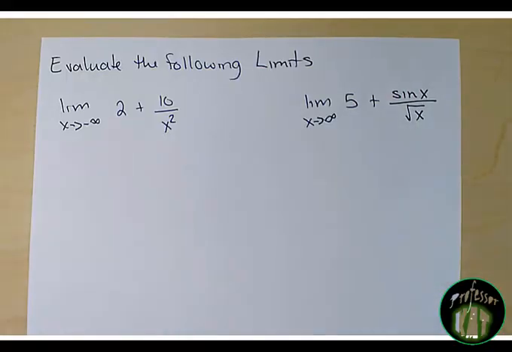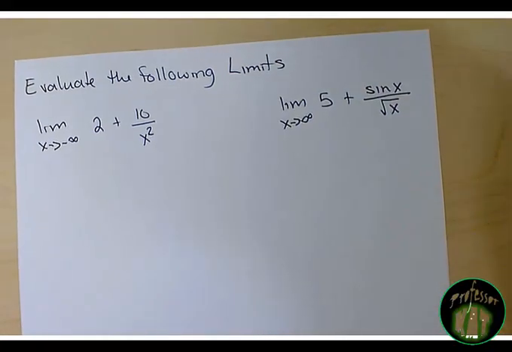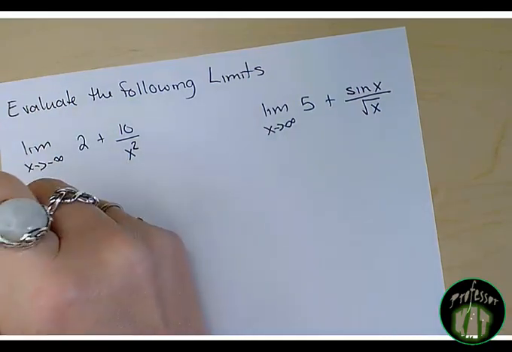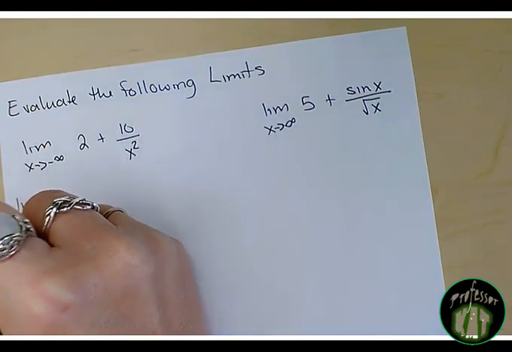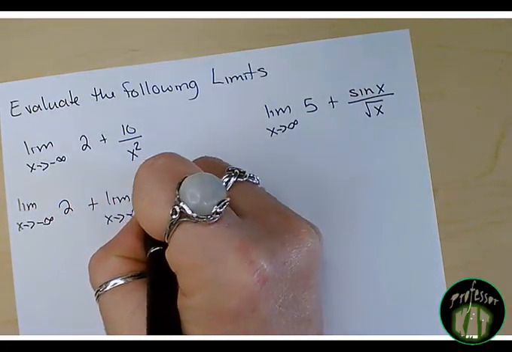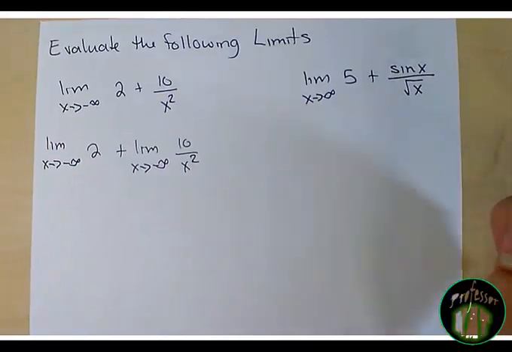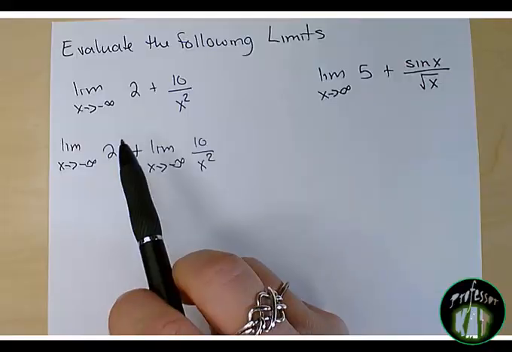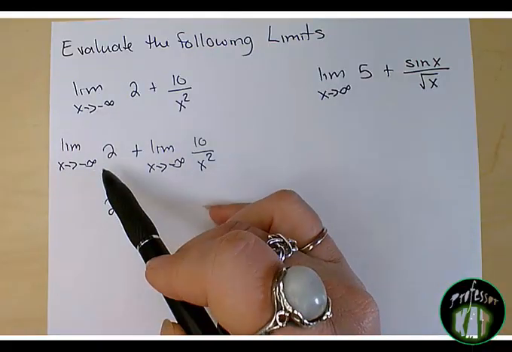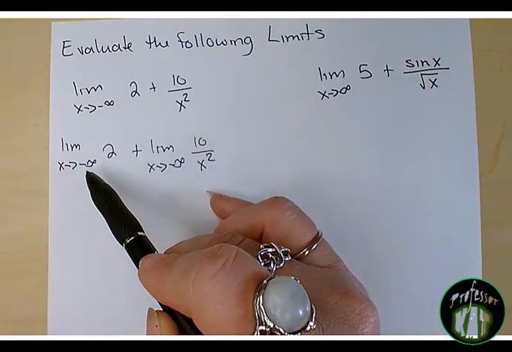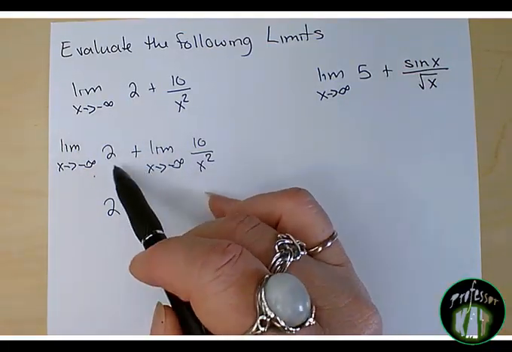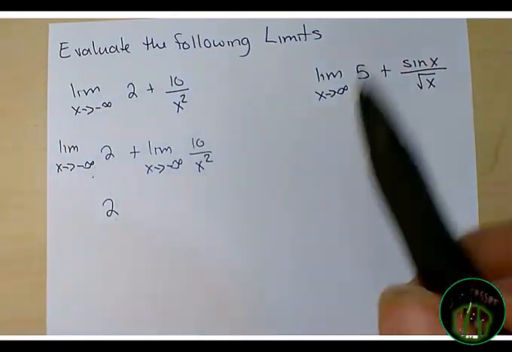We first have the limit as x approaches negative infinity of 2 plus 10 over x squared. Now, limit laws say that I could break this up into the limit as x approaches negative infinity of 2 plus the limit as x approaches negative infinity of 10 over x squared. The limit of a constant is just going to be whatever that constant is. Since there is no x for us to plug into, the limit of this is always going to be 2. It will always be 2. So we just drop that number down.